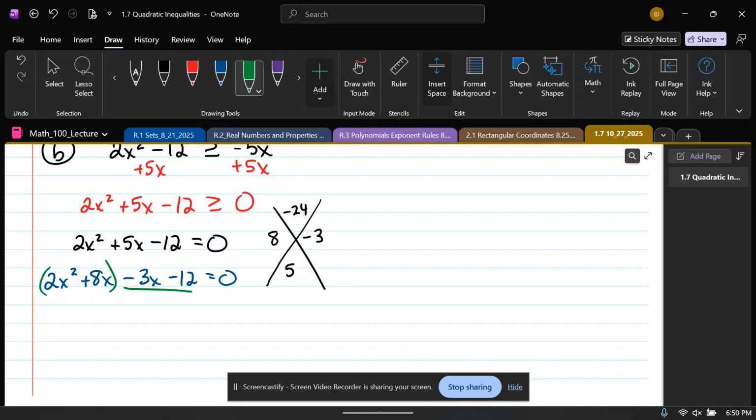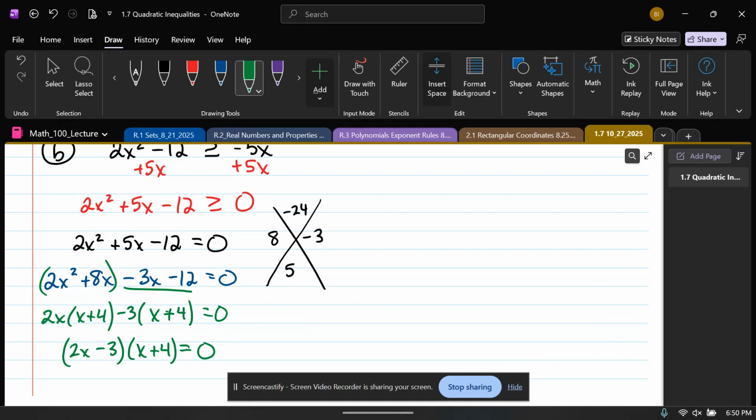So what do I factor out of the first group? 2x, and that's going to leave me an x plus 4. And then what do I factor out of the second group? Negative 3, and that leaves me an x plus 4. So my factors are 2x minus 3 and x plus 4, no matter which way you wrote those, what order. I normally write the x plus 4 first, but I don't know why I wrote it backwards that time. That's quite okay. It works either way.